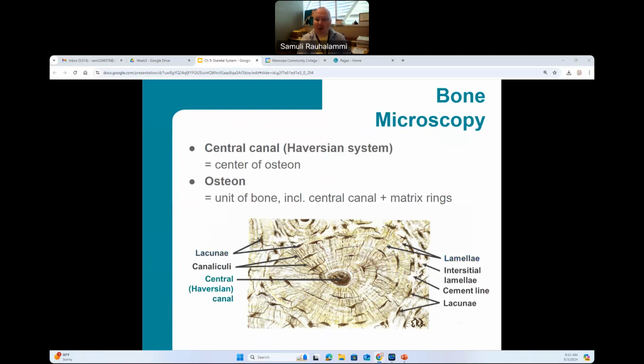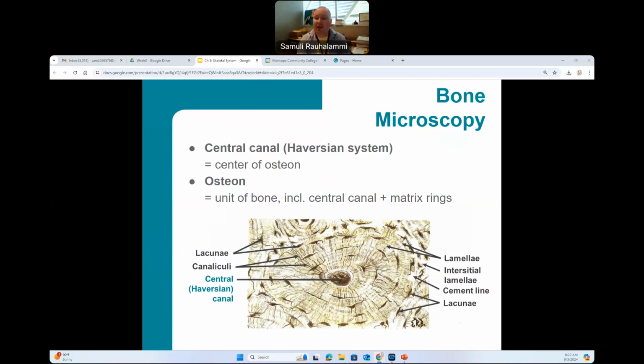Let's highlight on this picture the central canal, also known as the Haversian canal, that I just mentioned. This is an opening in the center of an osteon. It runs lengthwise, so vertically, through the bone and carries things like blood vessels and nerves. An osteon, sometimes known as a Haversian system, is a unit of bone. It would be all that we're seeing on this slide as this larger circular pattern of structures building together. This contains a central canal and also the matrix rings around it.